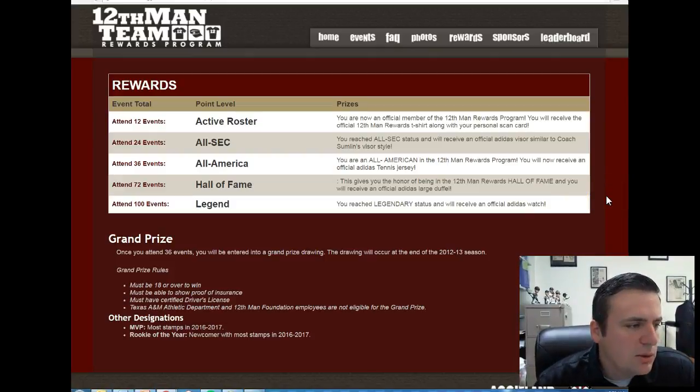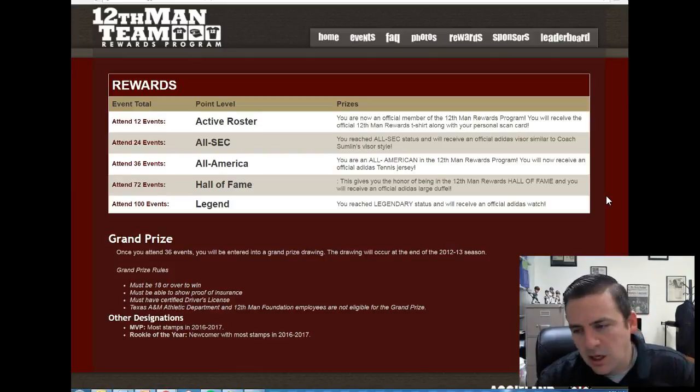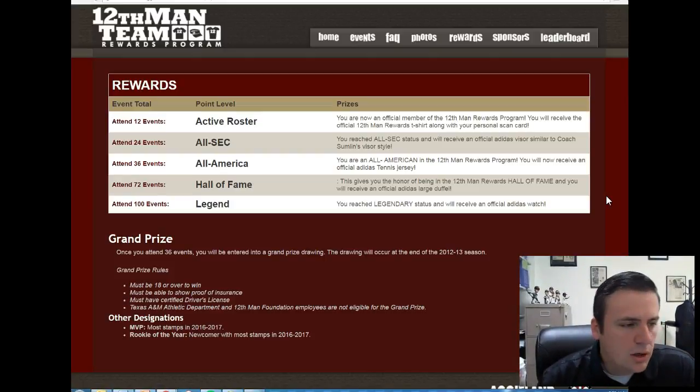So you can see that somebody who attends 12 events, if you think about the number of home games for football, that's most students at A&M go to a football game, then you are on the point level of an active roster. You're now an official member of the 12th Man Rewards Program, and you'll receive an official 12th Man Rewards t-shirt along with your personalized scan card. You go to 24 events, you're All SEC, you've reached the status, and you receive an official Adidas visor, the Coach Summerlin visor.